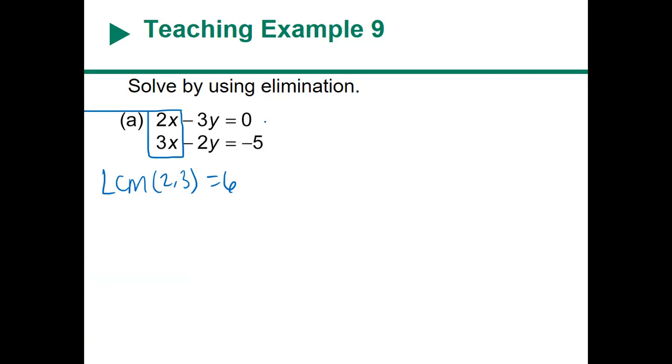So in order to make that happen for the first equation, I'm gonna have to multiply everything by what? So we're gonna do negative 3 on top. Okay. So we're gonna multiply everything by negative 3. To make that happen with the second equation, we're gonna multiply everything by positive 2. Agreed? So now our new equations that we're working with are negative 6x plus 9y equals 0. And then we're working with positive 6x minus 4y equals negative 10.